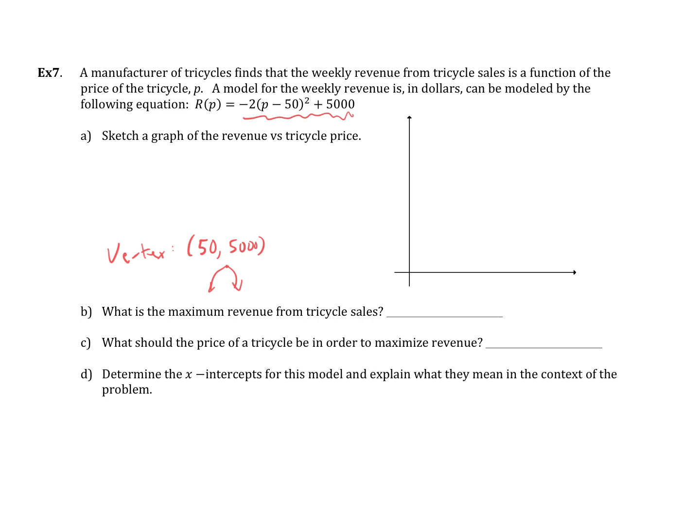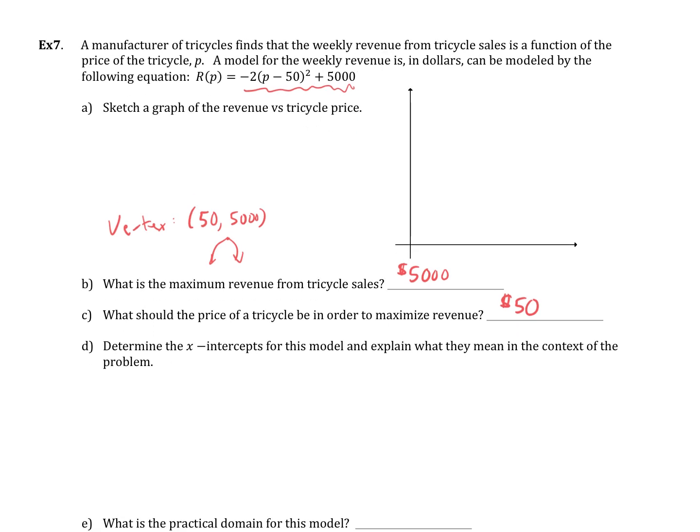What is the maximum revenue from bicycle sales? Well, we know this is a vertex at 50, 5,000, and it opens down, so the maximum must be $5,000. What should be the price of a tricycle in order to maximize the revenue? Well, that would be the x-coordinate at that point. You need to have an x-input of $50 to reach that maximum revenue of $5,000. Determine the x-intercepts for this model and explain what they mean in context of the problem.